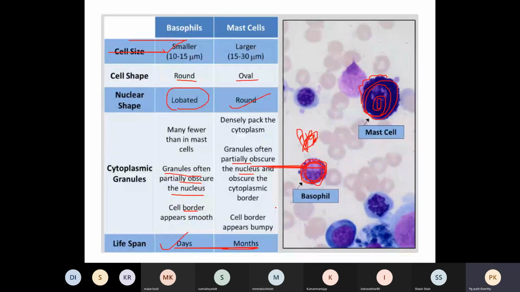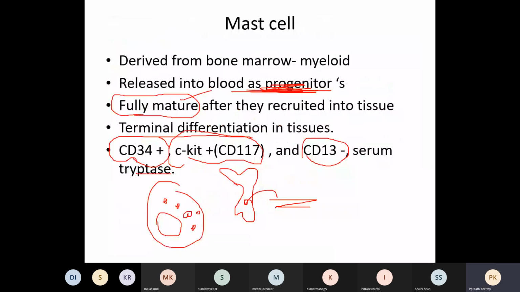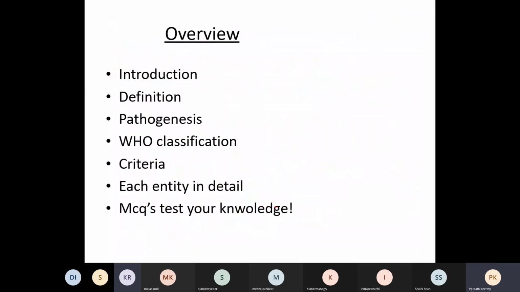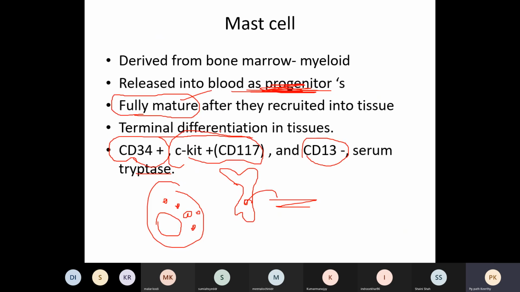So whoever has joined late, I'll brush up one more time for you guys. This was the demo class which we conducted. Whoever has missed, I just want all the students to be on equal footing, not like somebody has missed some class and somebody attended some. So we were introducing a little bit about mast cells.